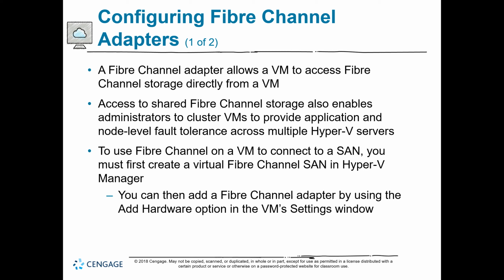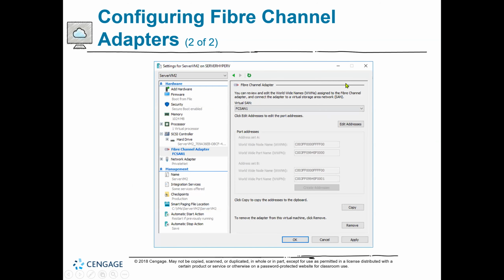To use fiber channel on a VM to connect to a SAN, you must first create a virtual fiber channel SAN in Hyper-V Manager. You can then add a fiber channel adapter by using the add hardware option in the VM settings in Windows. Now, in case you're not noticing the pattern, but I'm sure you are, basically all of the things in VM version are just mirrors of what you would do on a regular physical server. It's just a virtual version of it. So as you can see, this is what that fiber channel adapter looks like.